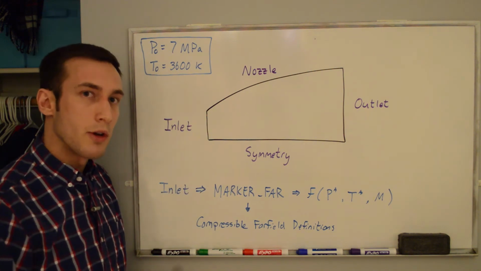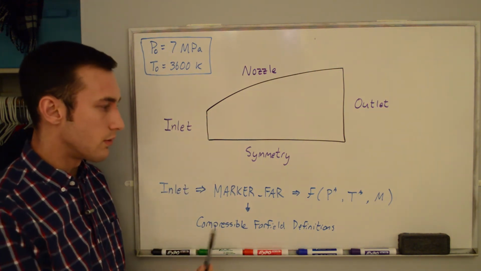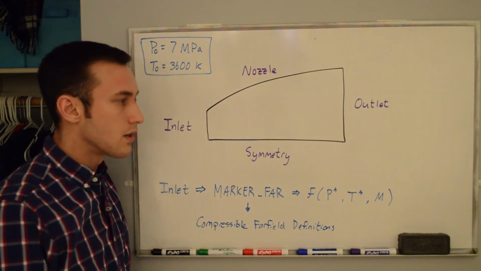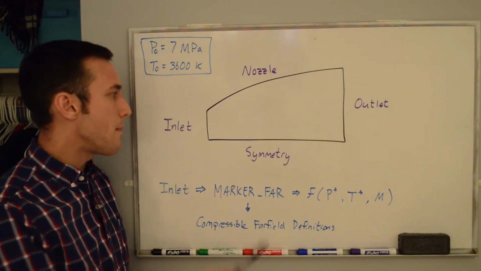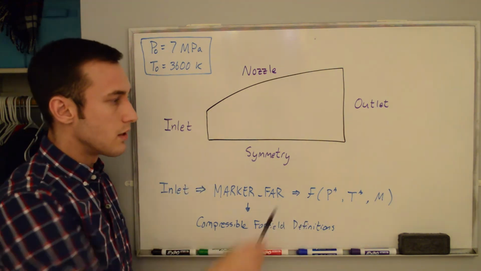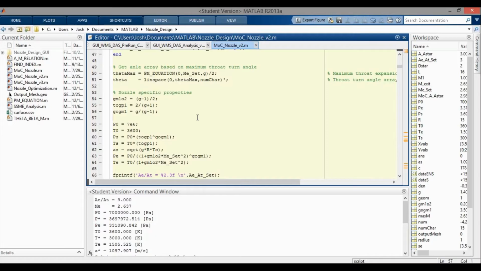So for the actual boundary condition for the inlet, we're going to be using marker far, which uses values from the compressible far field definition section in the configuration file, and it's a function of P star, T star, and M. We know the Mach number M at the throat is equal to 1 because it's a sonic throat, and P star and T star are those sonic static pressure and temperature values. So what are those values of T star and P star?